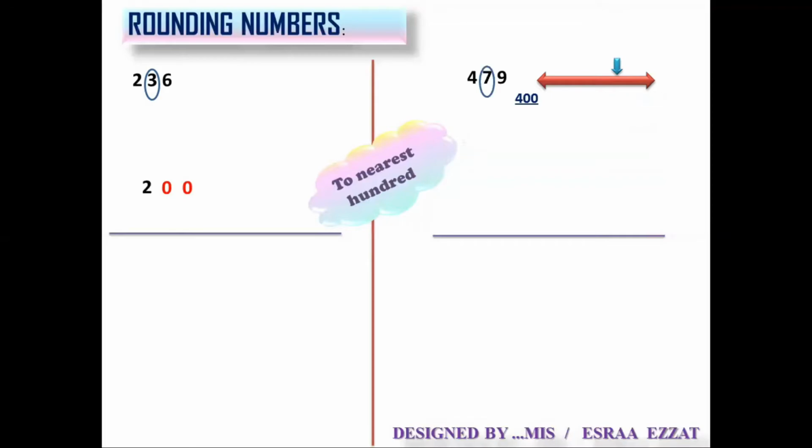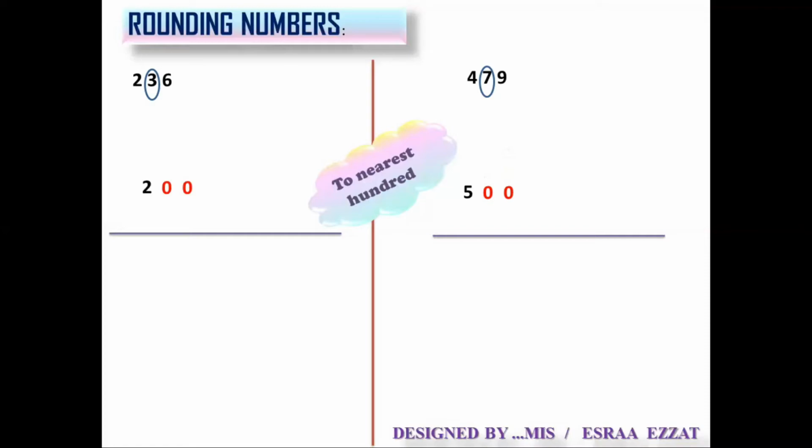But to round 479 to the nearest hundred directly without drawing the number line, we will look at the tens digit, which is 7. And because 7 is more than 5, we will increase the hundreds digit by 1 to be 5 instead of 4. And we will replace the tens digit and ones digit with zeros. So 479 rounds up to 500.